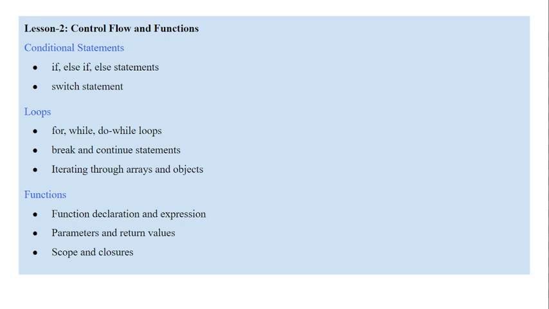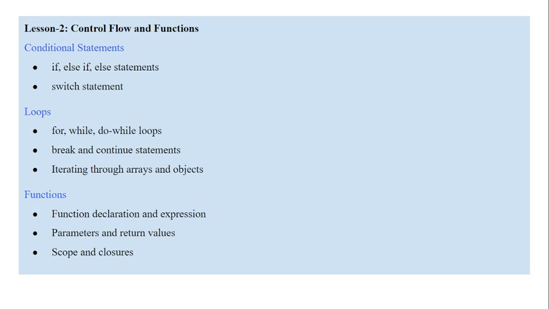Next, move to chapter 2. In chapter 2, we have control flow and functions. In the control statements, we have if clause, else if clause, else statements. In the if condition, we have two conditions. If the condition is true, then we have given one statement, and if the condition is false, then we have given another statement. Like that, we have if, else if, and else statements, and we have the switch statement.